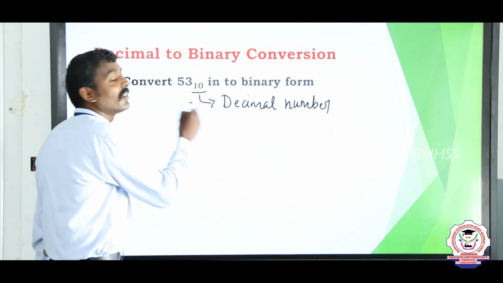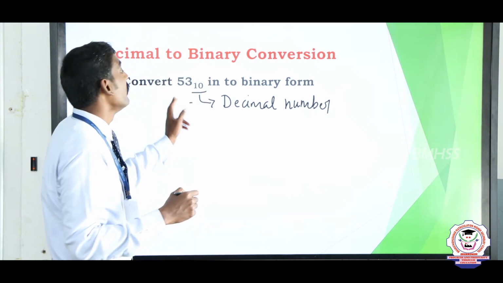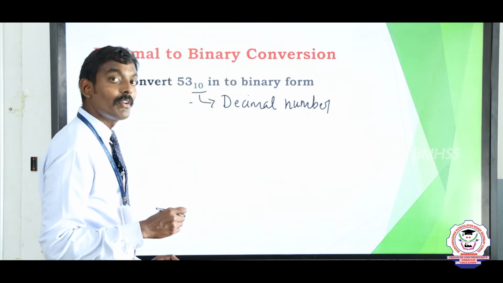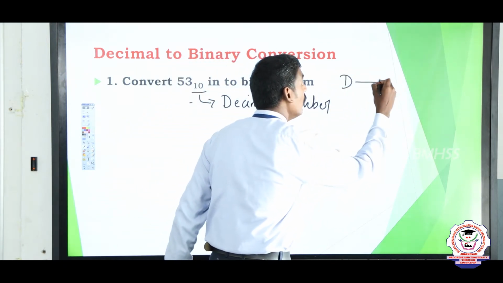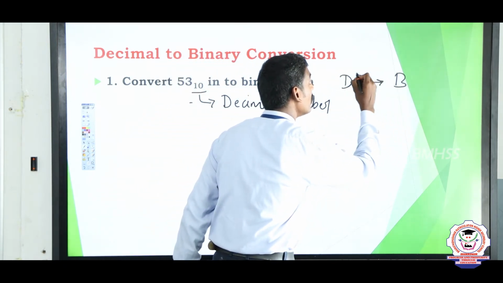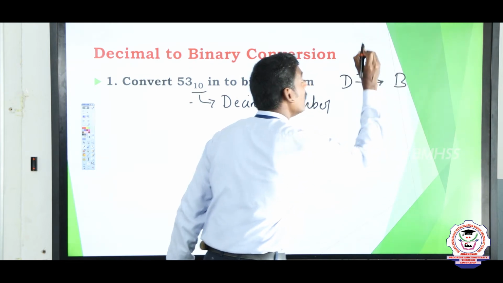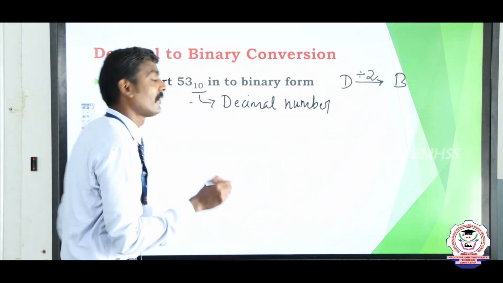With the help of this, the given number is a decimal number, and we want to convert it to binary form. How can you convert? You know the formula very well. Decimal to binary: what do you do? Divide by 2. We take only the remainders.